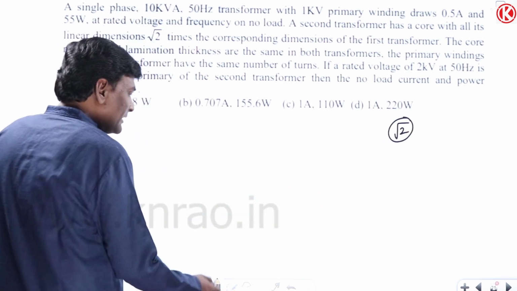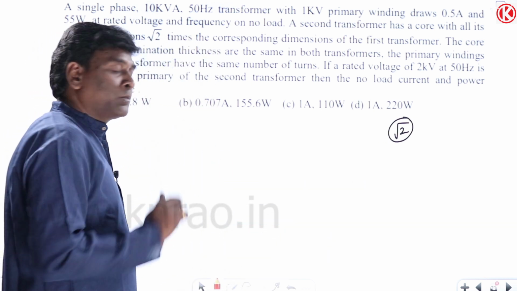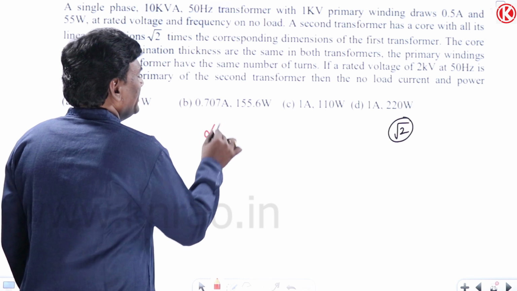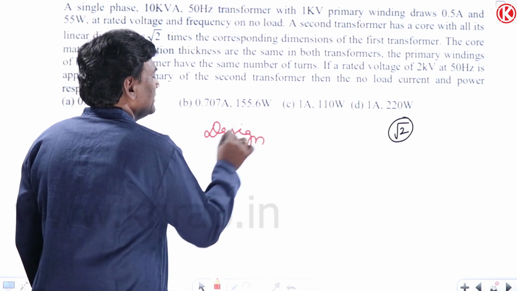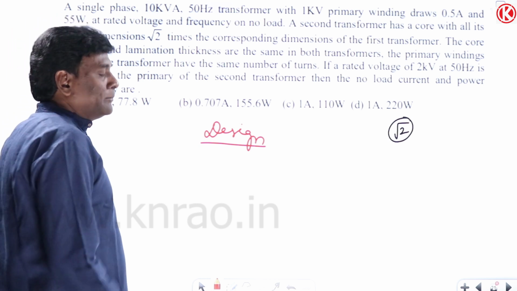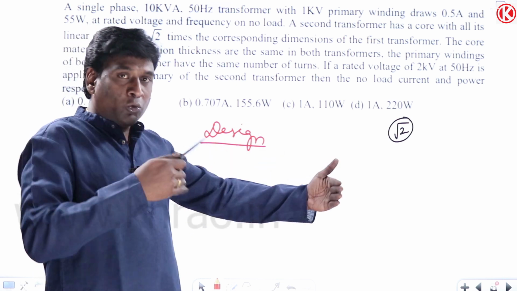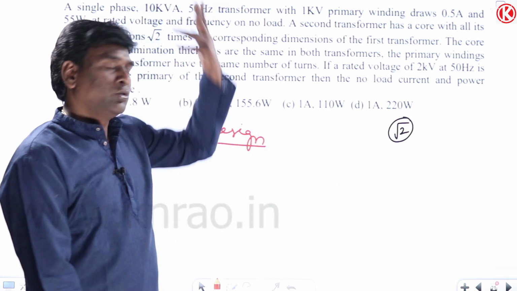Is this a design engineer question or an operating engineer question? If you want to read the question, you can pause the video and go ahead. So this is going to be a design engineer question, because volume is increased by root 2 times. Each linear dimension is increased by root 2 times. Root 2 cubed, length is root 2, so 2 root 2.